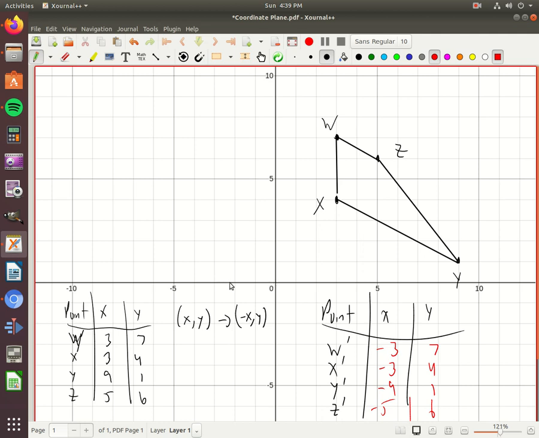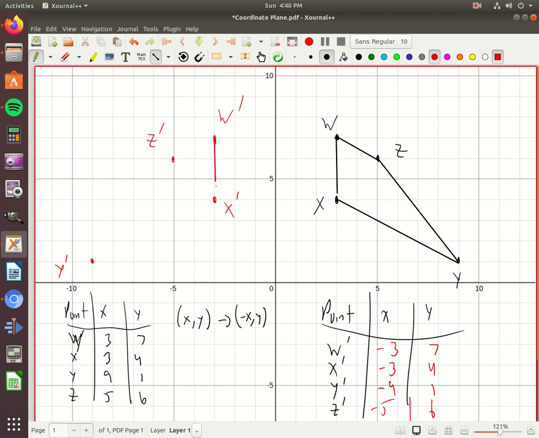So negative 3, 7. This will be my W prime. Negative 3, 4. This will be my X prime. Negative 9, 1 will be my Y prime. And negative 5, 6 will be my Z prime.